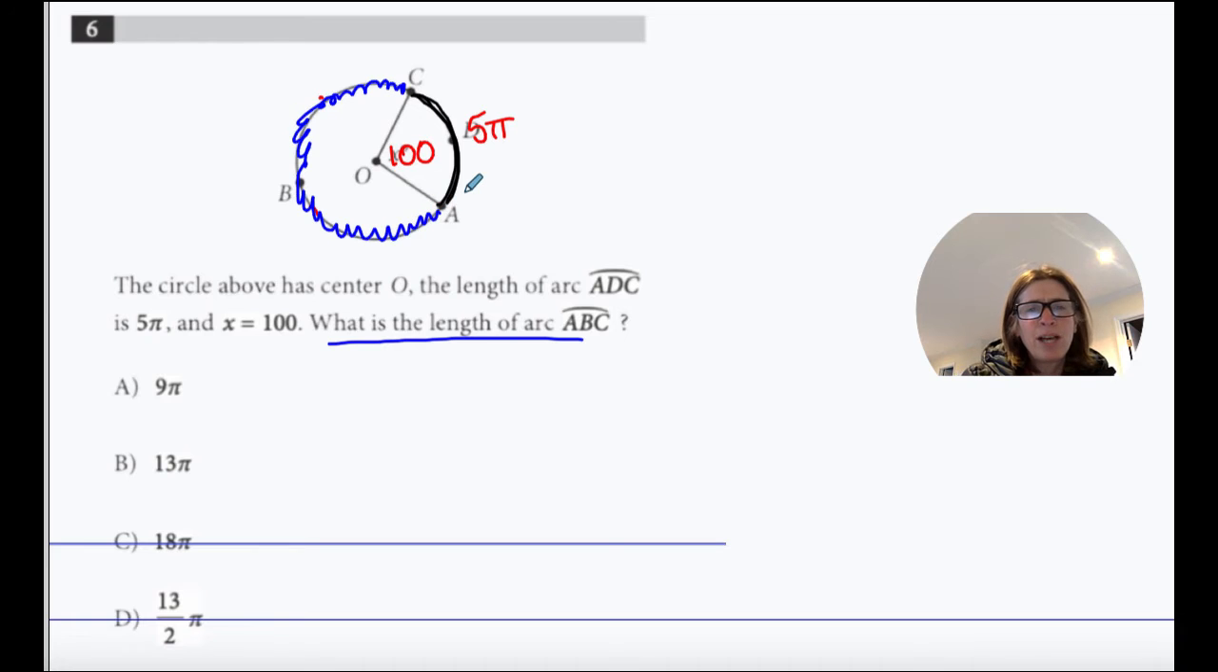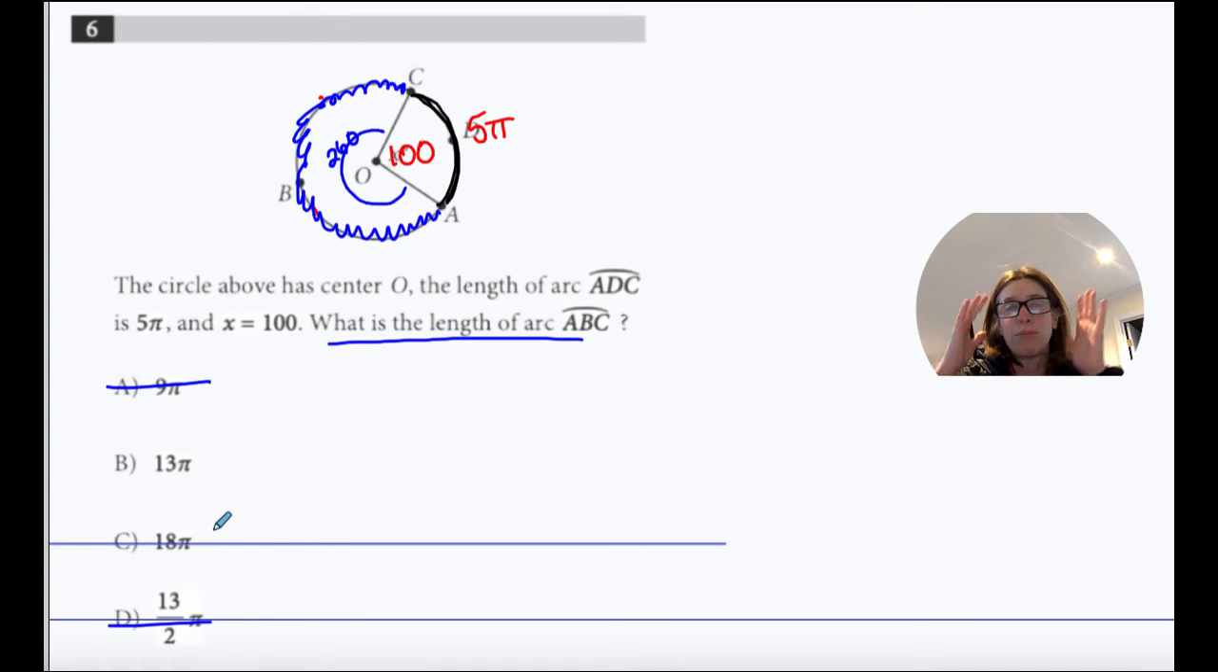All right, well, there's a couple things I'm going to do first, right? I know the other arc has a relationship with that 100 because the rest of the circle is going to have a 260-degree central angle. So I know that it's at least 200s in there, right? So I know that it has to be bigger than 10 pi. So I'm going to get rid of 9 pi, and I'm going to get rid of 6.5 pi. So now my choices are 13 and 18.